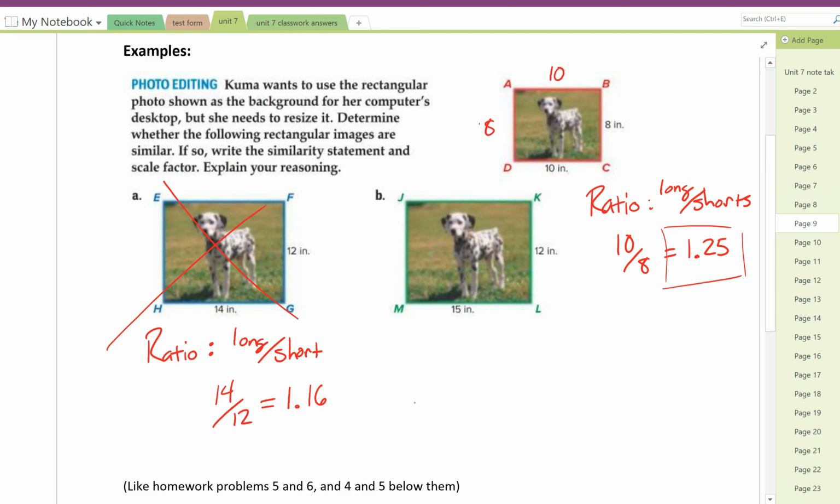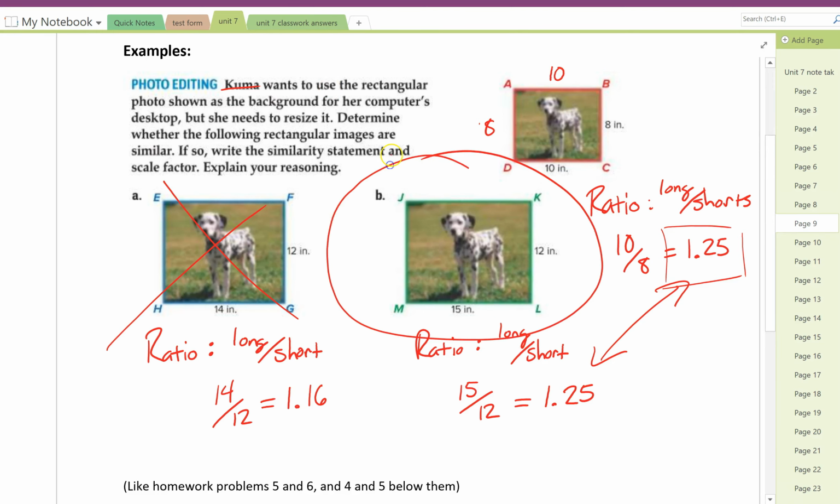Now I'm going to do the same thing with the green frame picture. Ratio here, same thing between the long and the short side. So I'm going to always put the long side on top, short side on the bottom. Long side here is 15, the short side is 12. If I use my calculator and do 15 divided by 12, I'm going to get 1.25. We have a match. And so if this person, Kuma, wants to resize their photo of their dog, they're going to go with B rather than A.